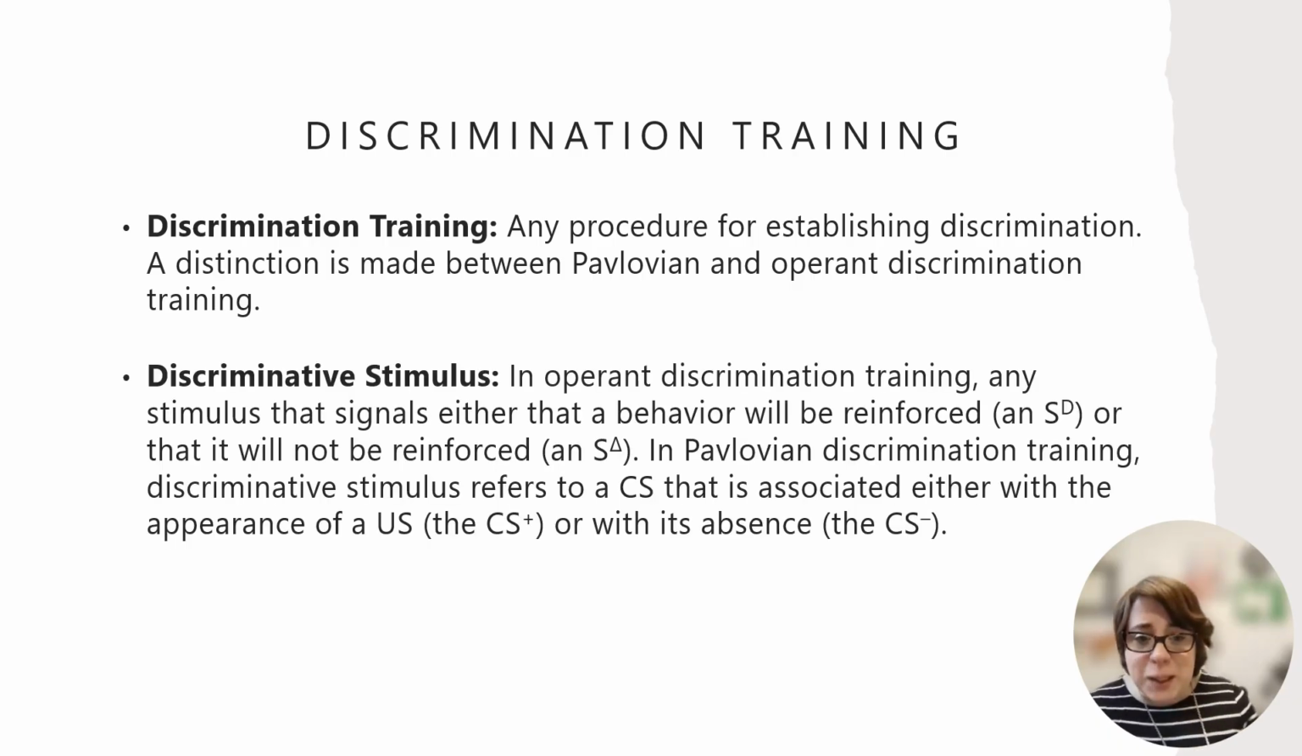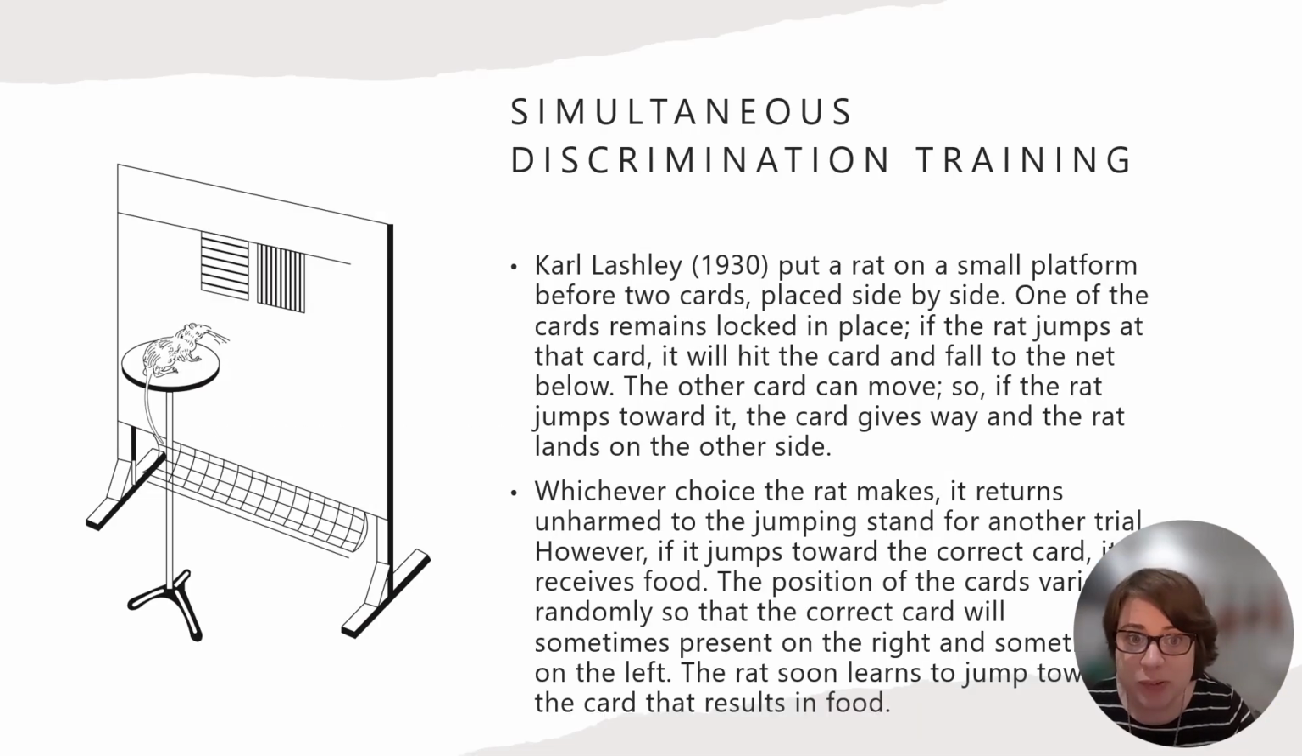Right? So any procedure for establishing discrimination is referred to as discrimination training, and a discriminative stimulus, in the context of operant learning, is any stimulus that signals either that a behavior will be reinforced or that it will not be reinforced. And in Pavlovian discrimination training, discriminative stimulus refers to a CS that is associated either with the appearance of the US or with the absence of the US. So in simultaneous discrimination training, the discriminative stimuli are present at the same time.